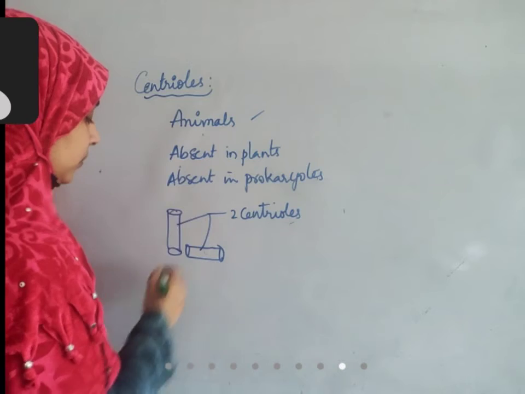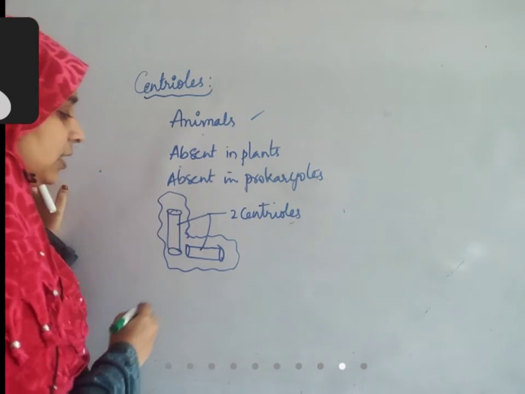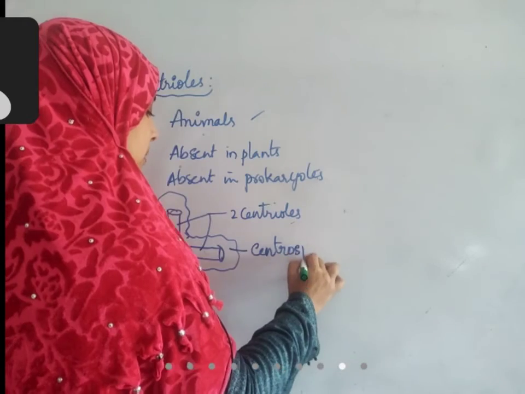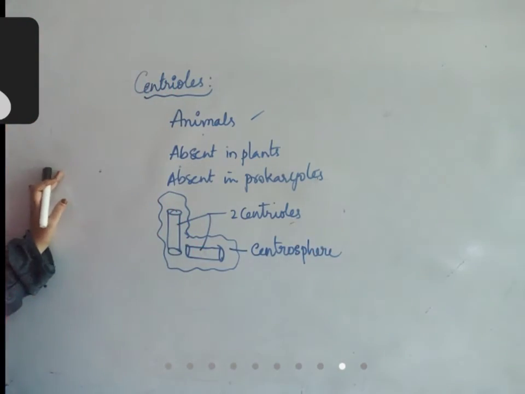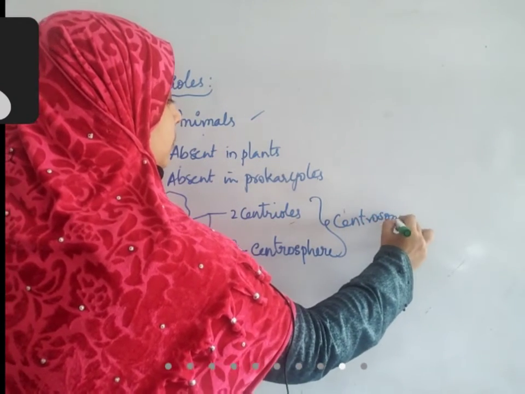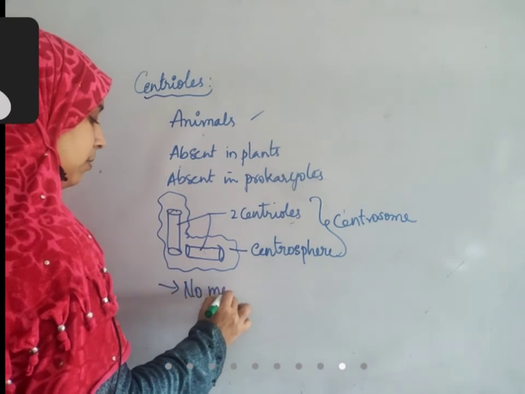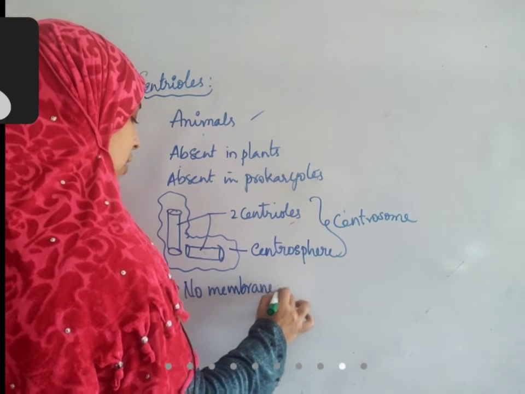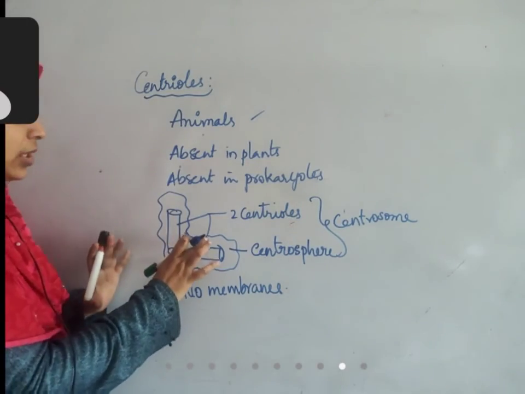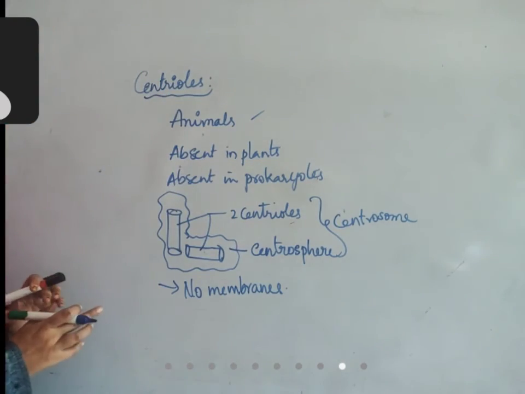Centrioles. Okay. These centrioles are surrounded by a jelly-like structure. This jelly-like structure is called as centrosphere. Centrosphere and centrioles together is called as centrosome. Okay, this is an organelle which is not having a membrane around it. Okay, ribosomes do not have membranes. This is the second organelle which is not having any membrane. Only this sticky jelly-like substance holds these two centrioles together and nothing else is there around this.